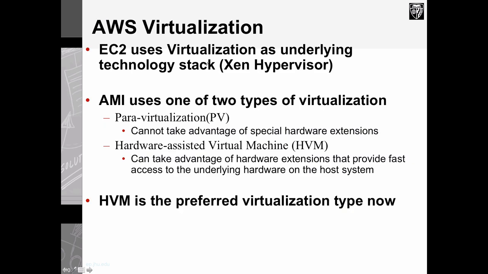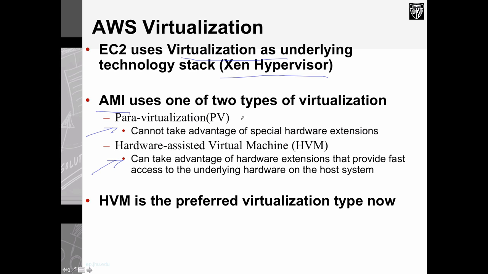So EC2 uses virtualization as the underlying technology. Like we said, they use something called the Xen hypervisor. Virtualization enables cloud computing. It enables services like AWS to flourish. Within AWS, we have two types of virtualization. The first one is called para-virtualization, and the second one is called HVM, or hardware assisted virtualization.